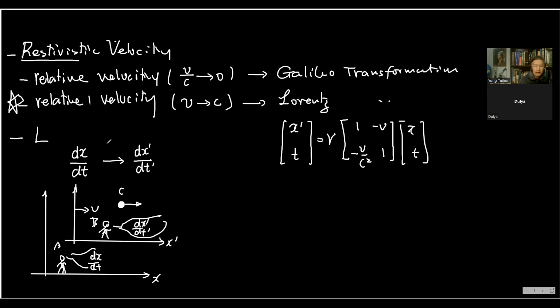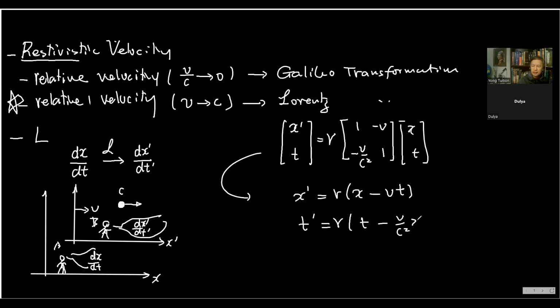In principle, you can depend on the Lorentz transformation to work out this one. If we rewrite this part, we know x prime is equal to gamma times (x minus vt), right? And t prime is equal to gamma times (t minus v over c squared times x).